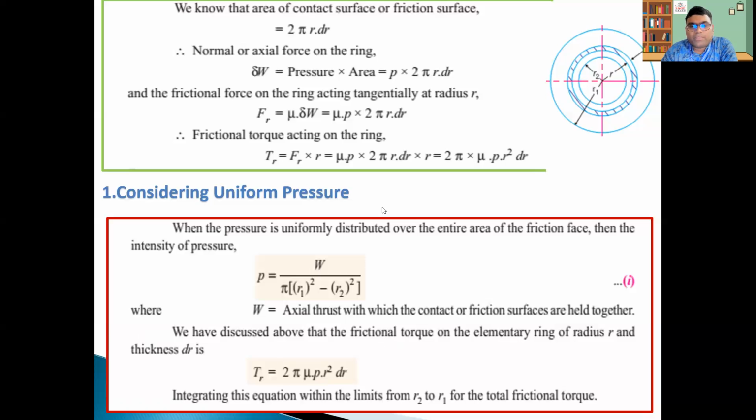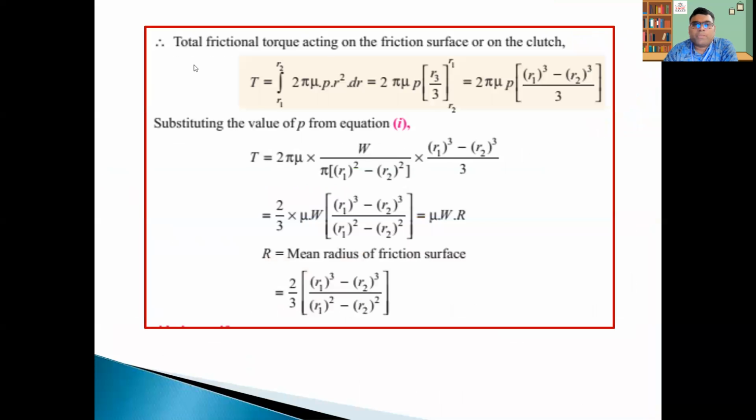So this relation we've already established. The frictional torque acting on the elementary ring is 2 pi mu p r squared dr. If we integrate it from R2 to R1, we will get the total frictional torque acting on the clutch.